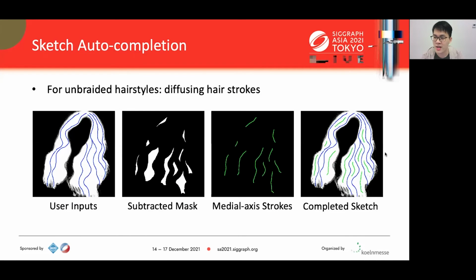For unbraided hairstyles, our main idea is that the input strokes can be diffused to the rest of the hair region. To achieve this, we first apply a dilation operation and subtract the binary mask. Given the candidate regions, we use a medial axis extraction algorithm to automatically extract strokes.